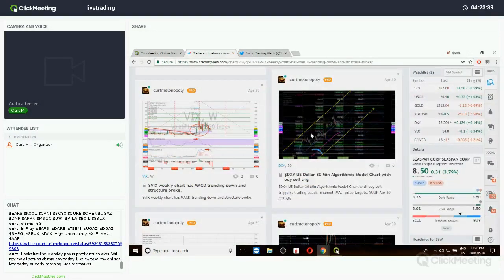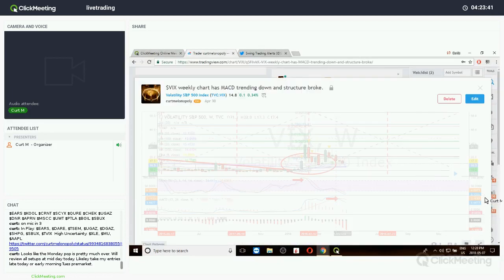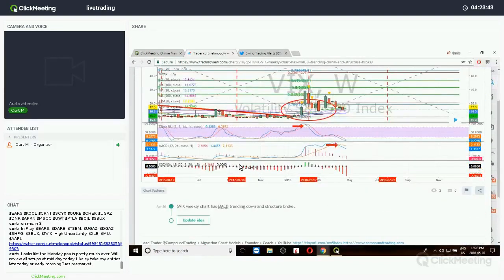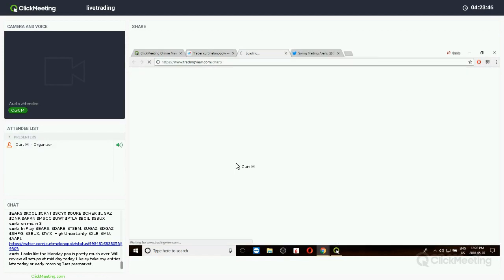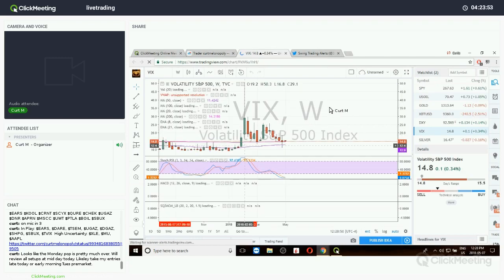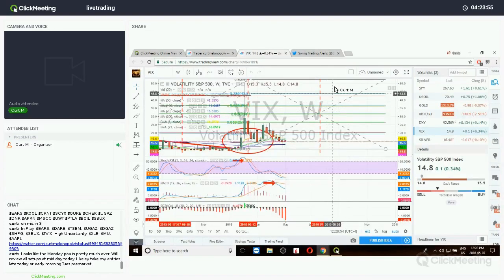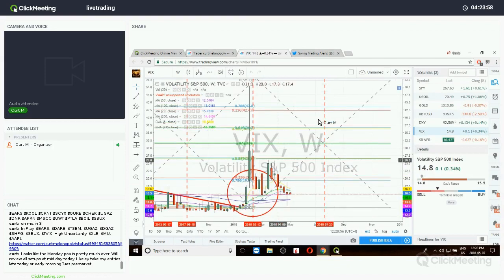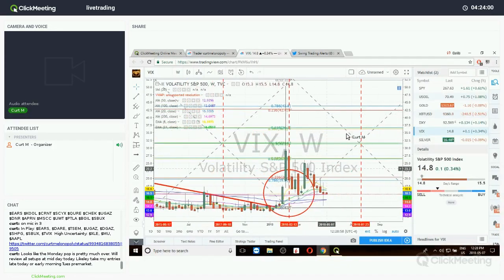VIX. So the short story on this is that I alerted it when it went divergent to the downside. And so this is a weekly chart. And where was that? That was at this quad wall. So you see how they make up the diamonds. And right in here, it was falling out of it. And so I alerted it, letting our traders know, don't expect it to jump anytime soon.